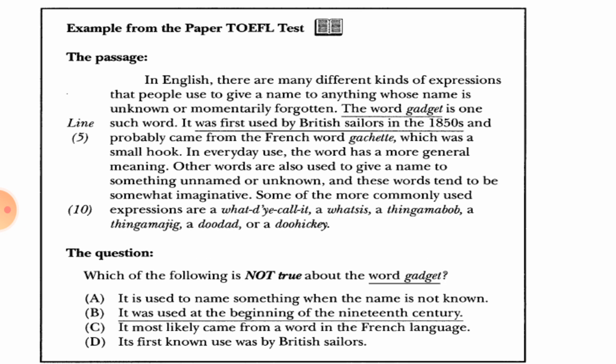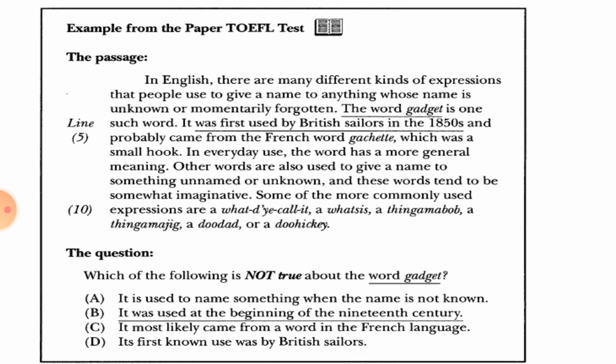In English, there are many different kinds of expressions that people use to give a name to anything whose name is unknown or momentarily forgotten. The word gadget is one such word. It was first used by British sailors in the 1850s and probably came from the French word gâchette, which was a small hook. In everyday use, the word has a more general meaning. Other words are also used to give a name to something unnamed or unknown, and these words tend to be somewhat imaginative. Some of the more commonly used expressions are what do you call it, what's this, a thingamabob, a thingamagic, a doodad, or a doohickey.